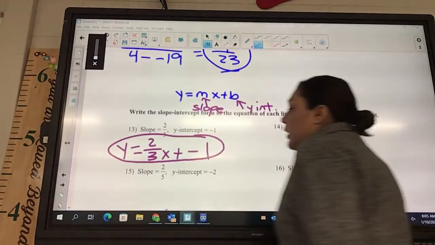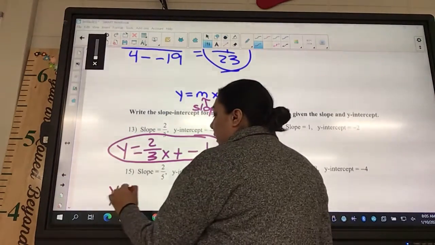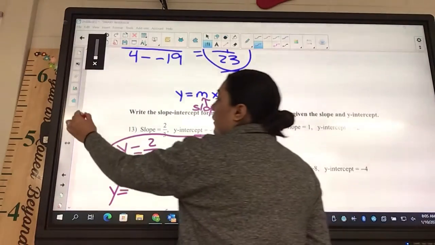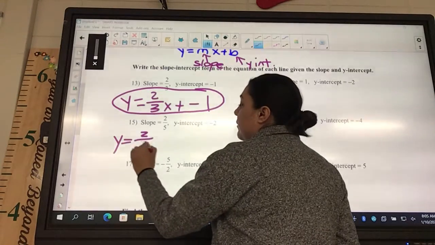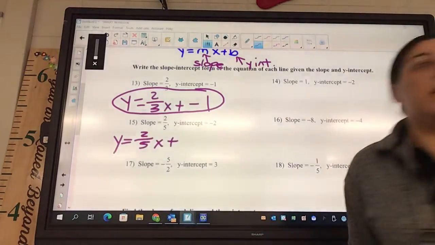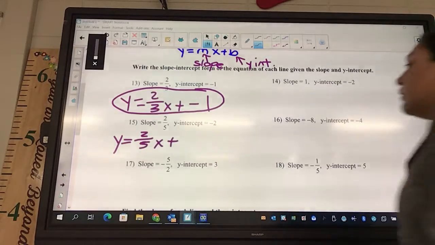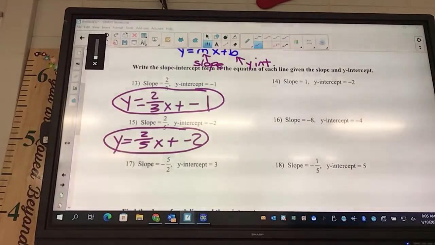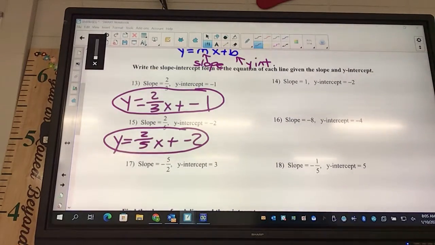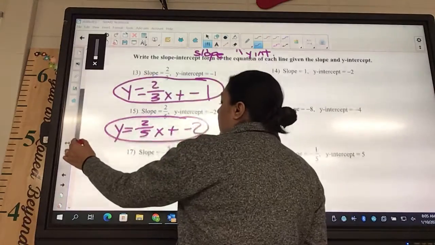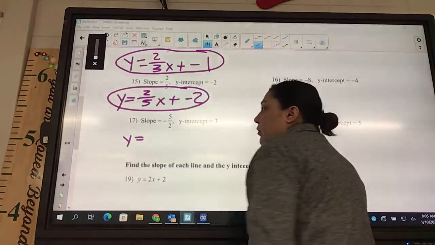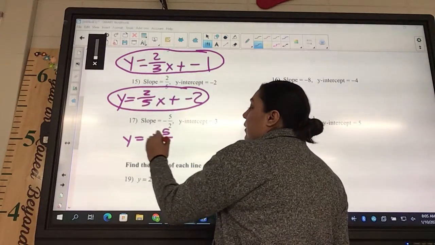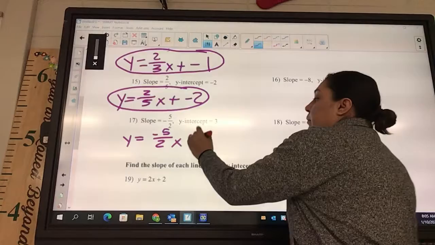But okay, so 15, we're gonna have y equals my slope. What's my slope? 2 over 5 x plus my y-intercept is negative 2. Okay, 17, we're at y equals, what's my slope? Negative 5 over 2x plus 3.